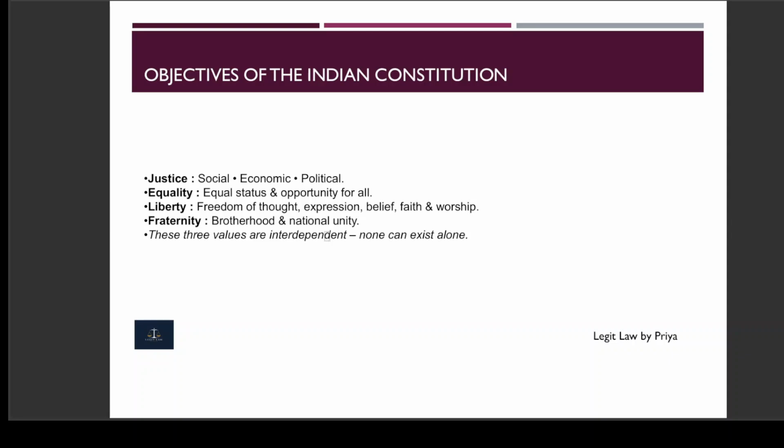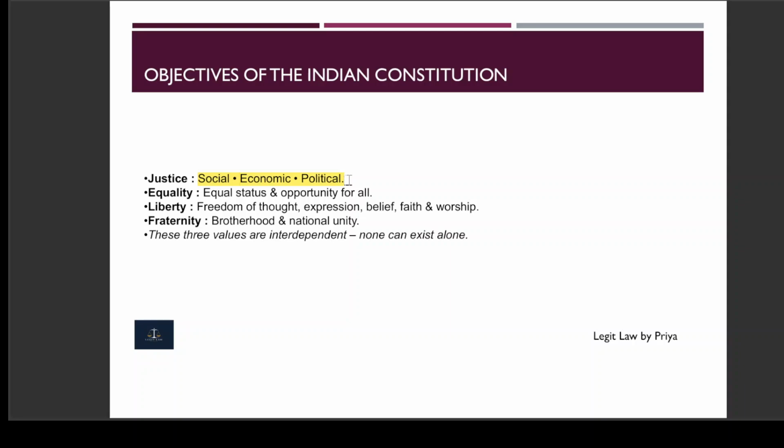The preamble declares four core objectives: justice, equality, liberty, and fraternity. Coming to justice, it ensures that fairness is in all aspects of life, which means you will get social justice, economic justice, and political justice. We just read what social and economic justice are. That means we will have equality. There will be no extreme poor or extreme rich. There will be political justice as well. So in every aspect, India's objective is to deliver justice.